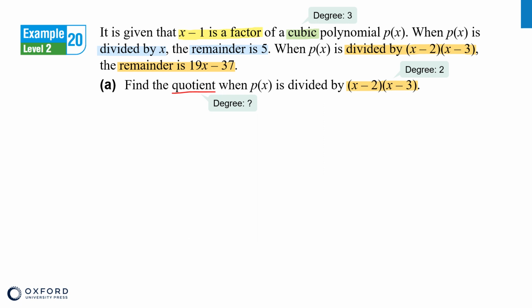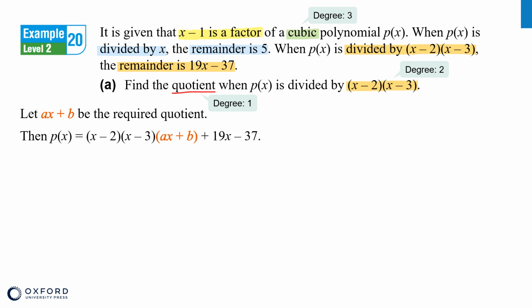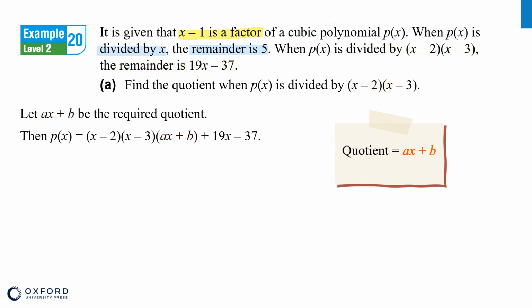So now we know that the quotient is of degree 1. We can let ax plus b be the quotient. The question has given us the remainder, so we can express the polynomial p of x by the division algorithm. By finding the values of a and b, we can find the required quotient. We'll need to use the two other pieces of information from the question.